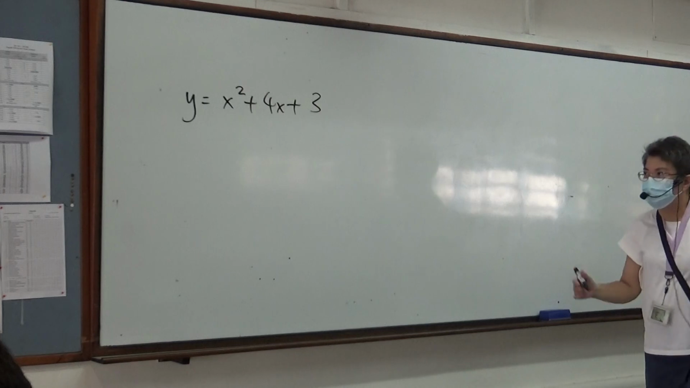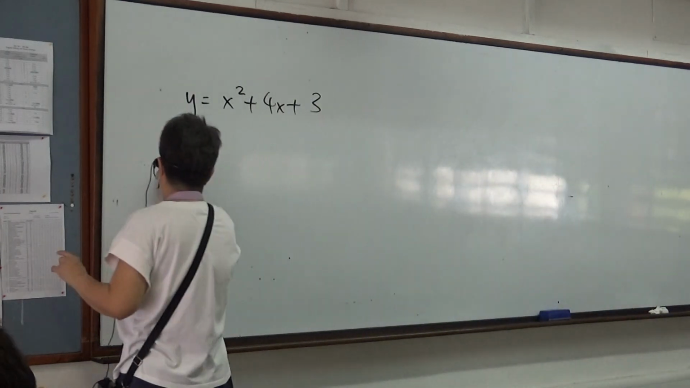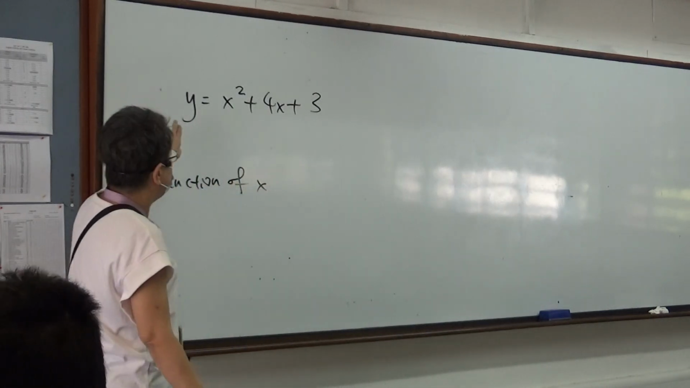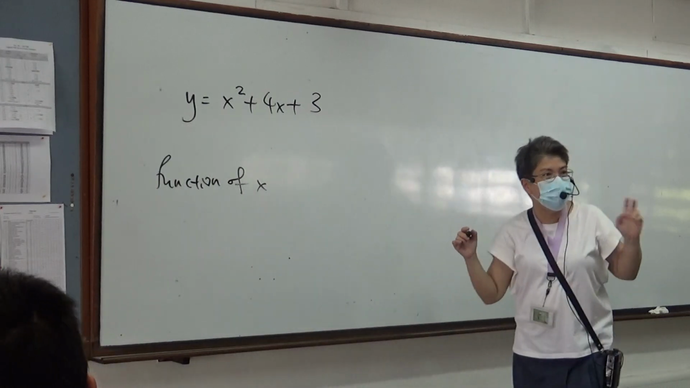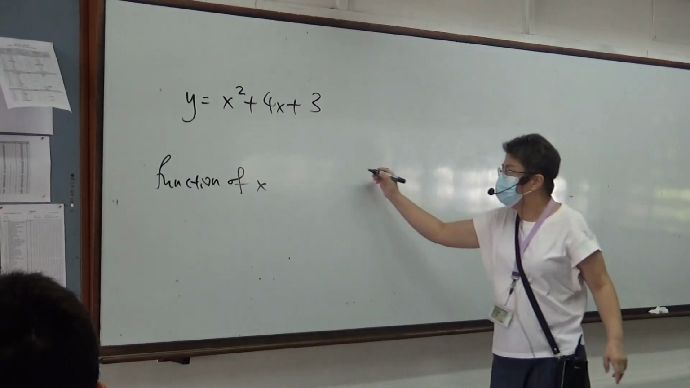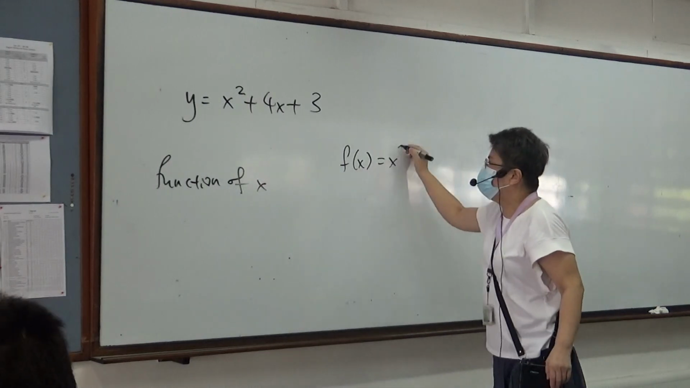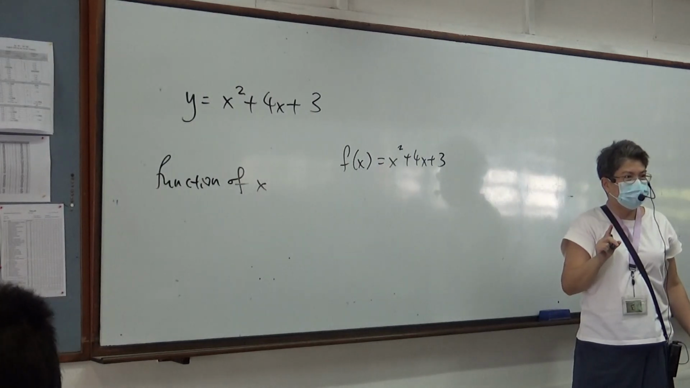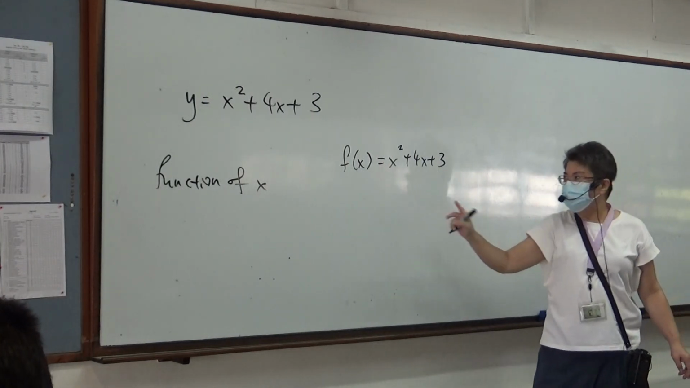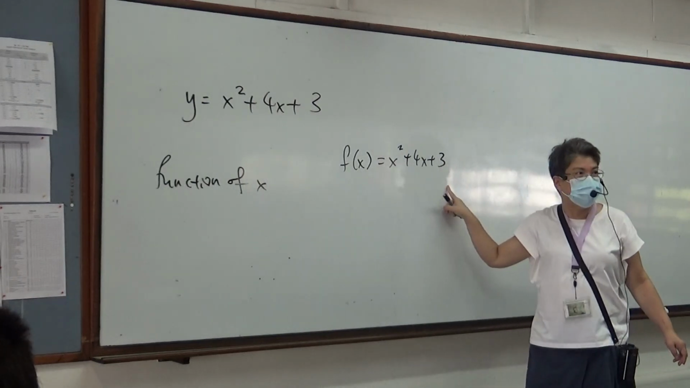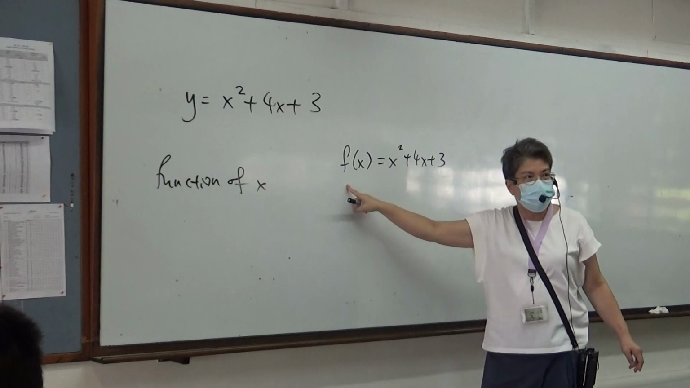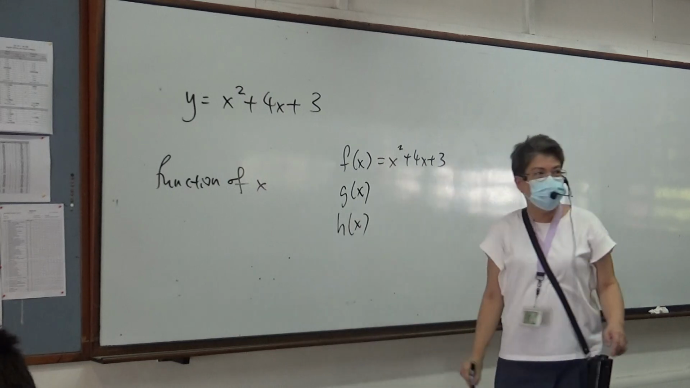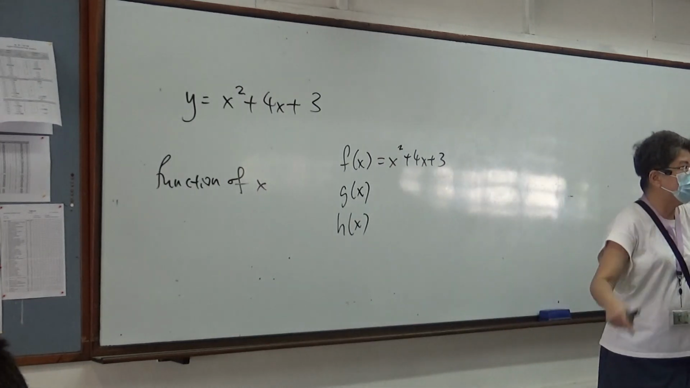Now, in Emaths, sometimes we want to call it a function. What do you mean by a function of x? y is actually a function of x. But in Maths, when we represent something as a function, we call it f(x) equals to x squared plus 4x plus 3. What do you mean by that? When I say that it's a function of x, that means all these are in terms of x. But does it mean f(x) always? No need. It can be g(x) or h(x), whatever x. That means it's a function of x.